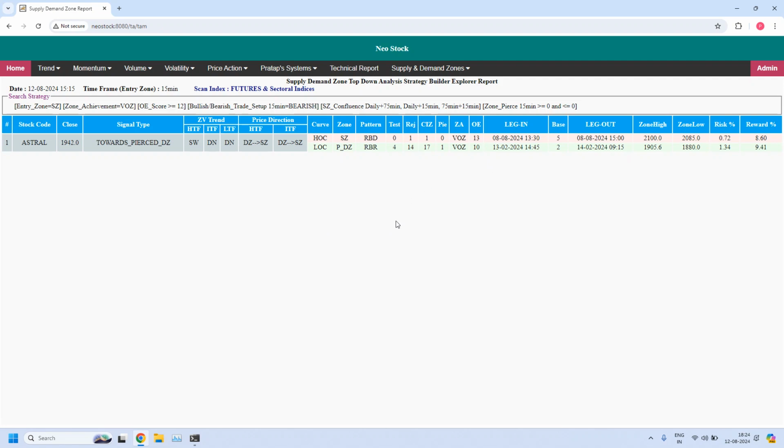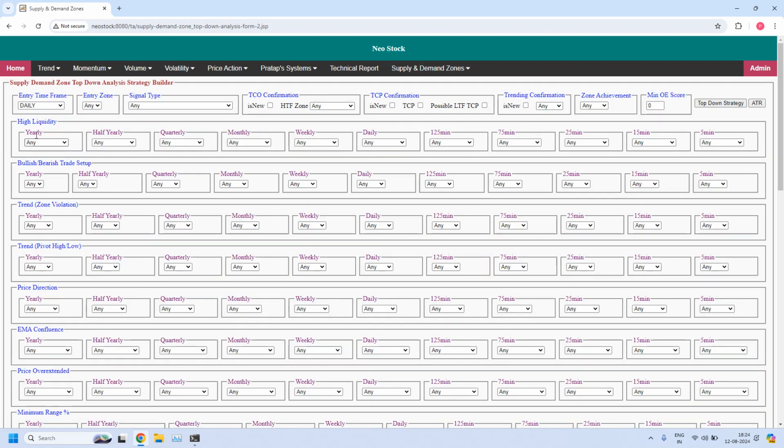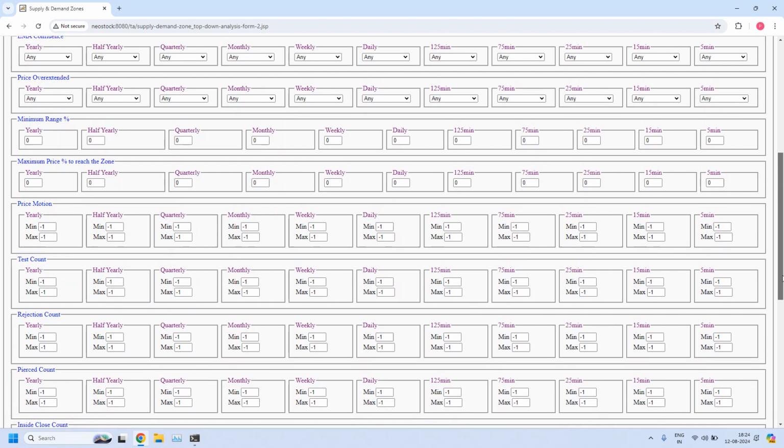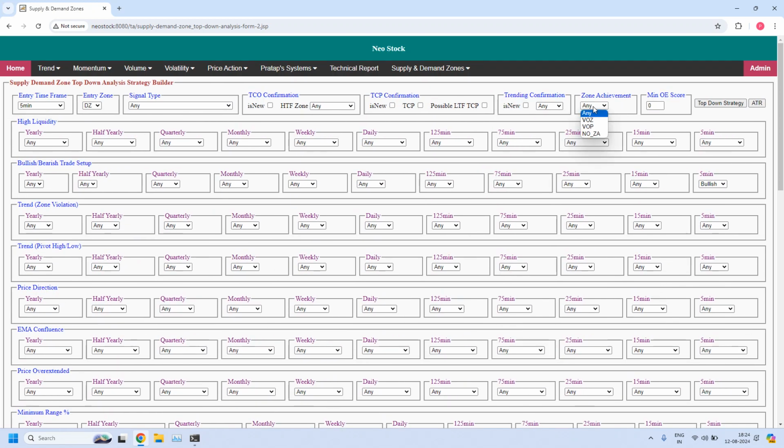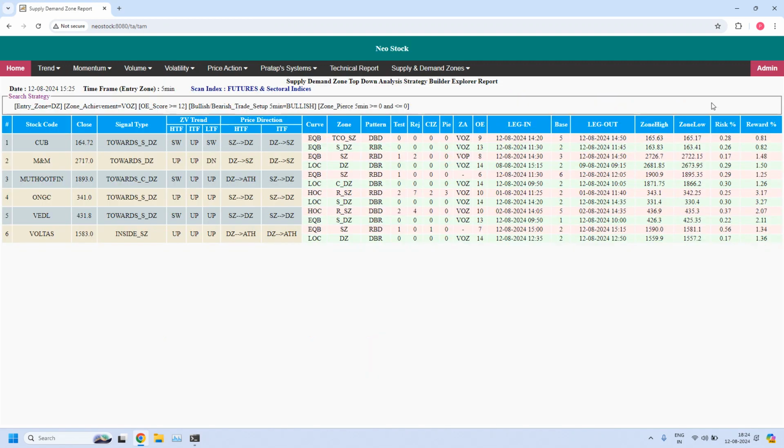So the next income trade is hourly income trade. For hourly income trade, entry time frame is 5 minutes. Bullish trade setup, entry zone, demand zone, and also in bullish or bearish trade setup at 5 minutes time frame, I am selecting the value bullish. Now this 5 minutes demand zone should not be pierced. So in the pierced count, in 5 minutes time frame, I am setting minimum value 0, maximum value 0. And zone achievement should be violated opposing zone. Minimum order enhancer score is 12. Now let us filter the stocks. 6 stocks are filtered. These 6 stocks are currently supporting bullish trade setup for hourly income trade.